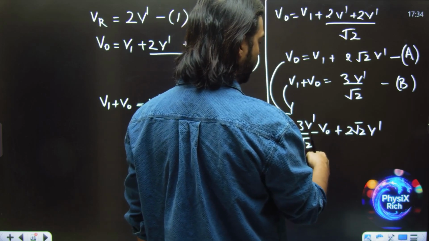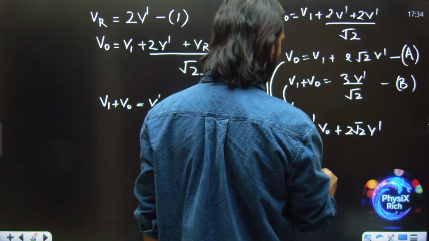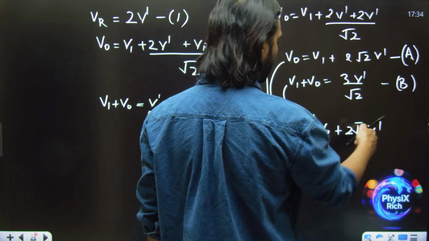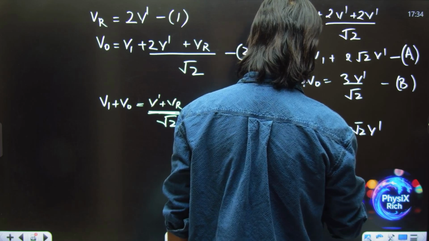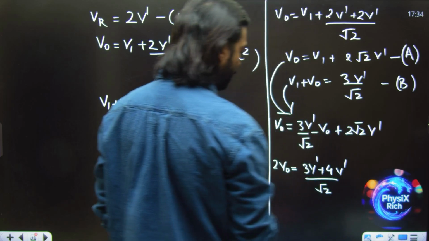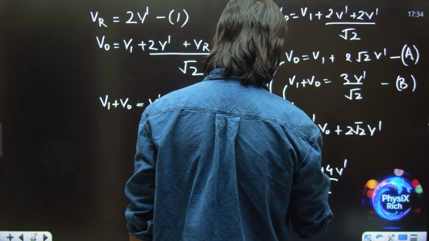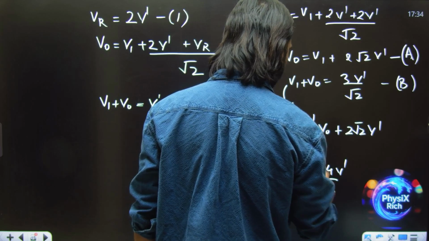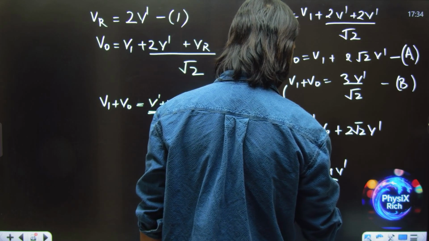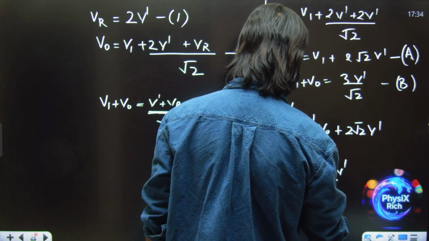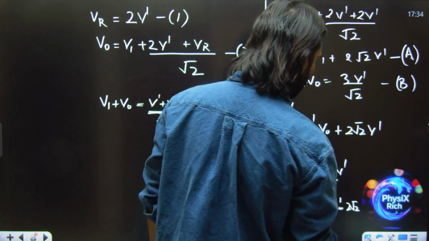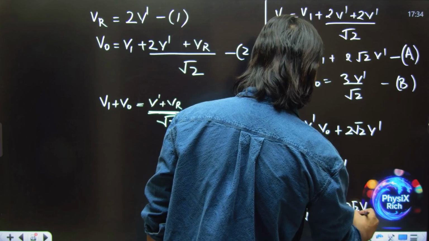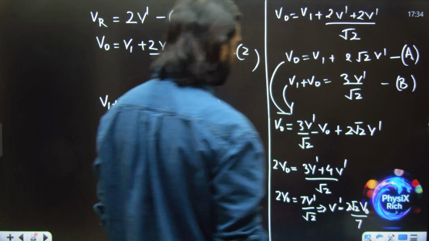So what can we do about this? We can say that this is 3 V dash plus this root 2 goes over here, it becomes 4 V dash upon root 2. So I think we get V dash from here. This becomes 7V dash upon root 2, and from here V dash is 2 root 2 V0 upon 7.